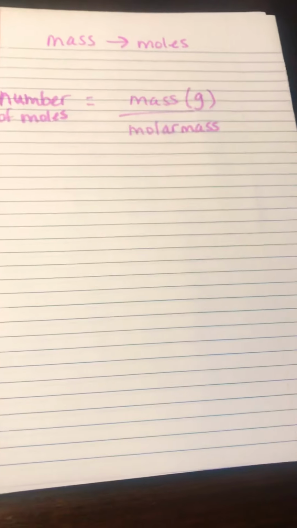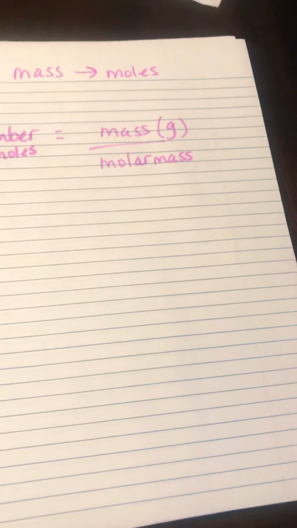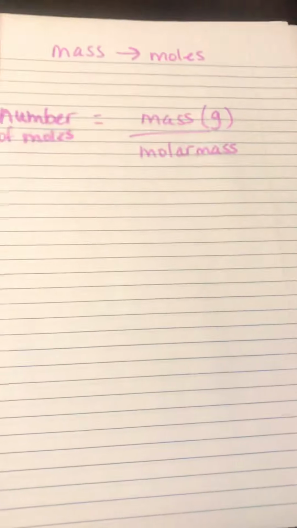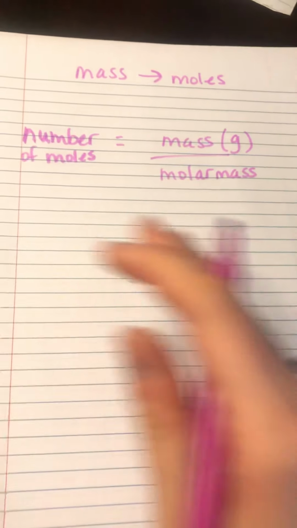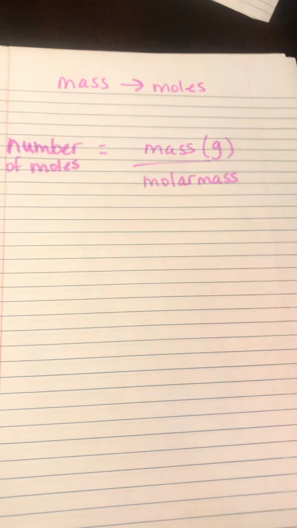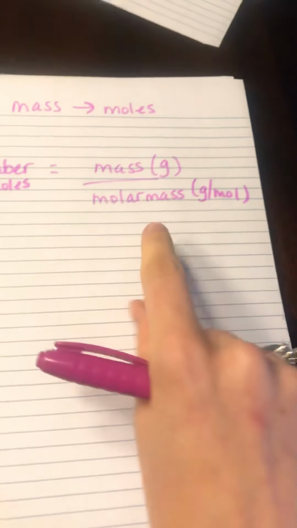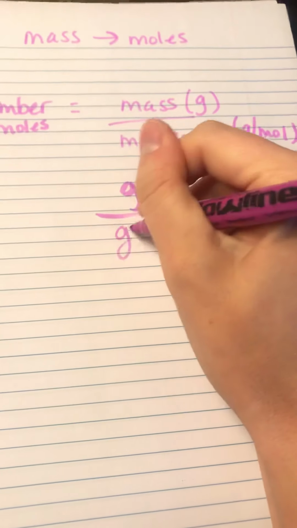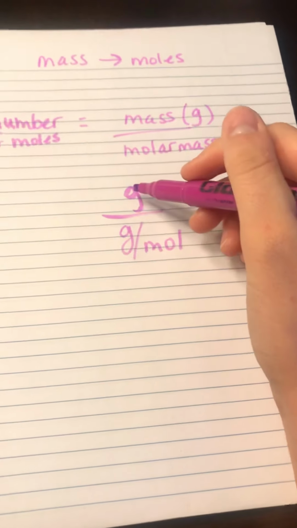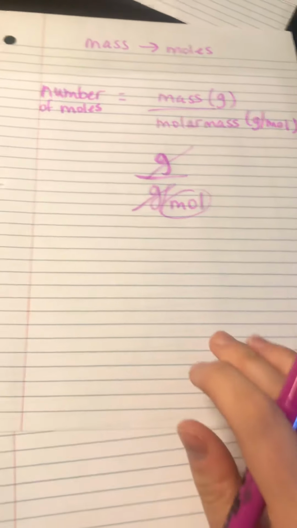There is no other option. If you're given a mass that is not in grams, you will need to convert it to grams before you can properly work the problem. You need to make sure that you're talking about grams for this formula to work, because molar mass is always in grams per mole. So if I divide grams over grams per mole, because I have g on the top and g on the bottom, it goes away and I'm left with moles. So that's the reason it has to be in grams.